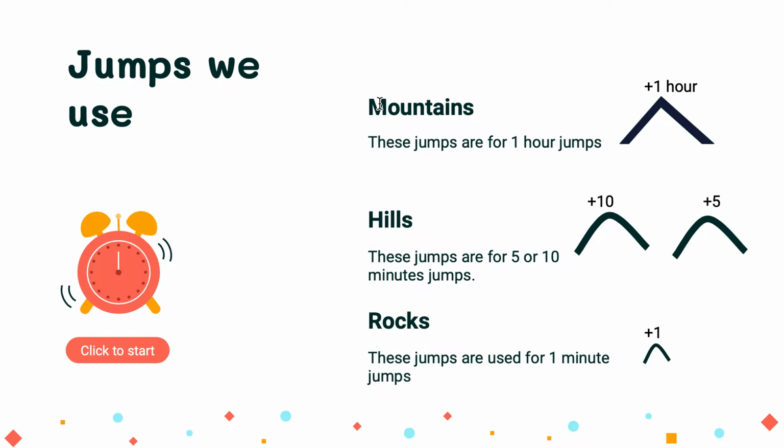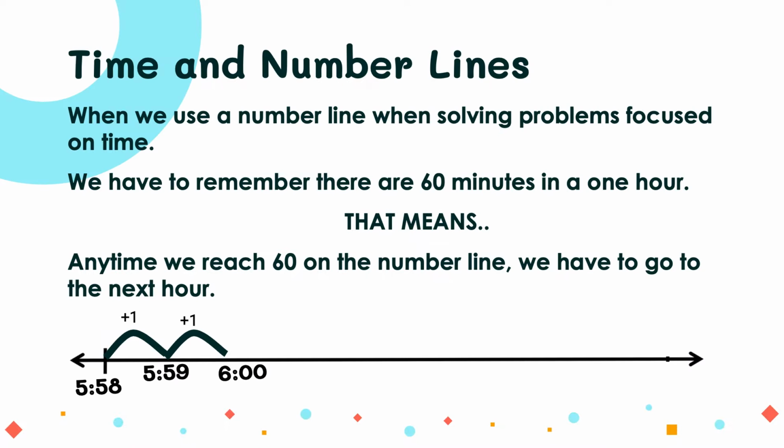The jumps that we use in our class are called mountains, hills, and rocks. Mountain jumps are worth 1 hour. Hill jumps are worth 10 and 5 minutes. And rock jumps are worth 1 minute. When we create our jumps on the number line, we label the jumps so we can use them to count our jumps afterwards to find our answer or double check our work.